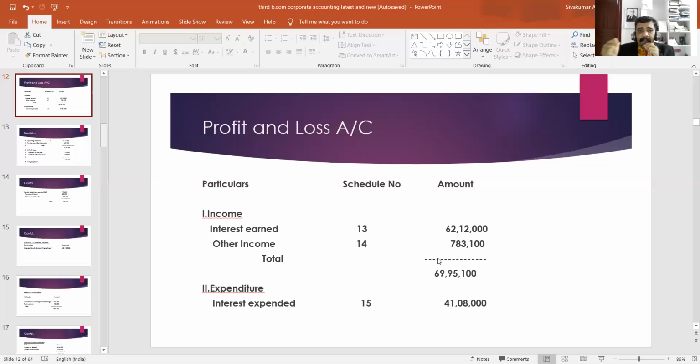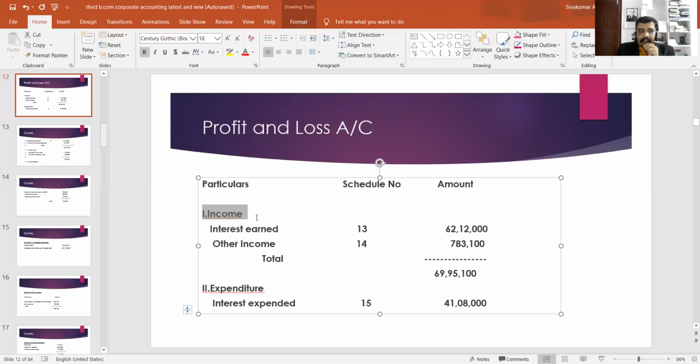So please look at the PPT. First of all, you have to write a heading like profit and loss account of a bank for the year ended. Then please draw a vertical format. Then please draw 3 columns. First column, particulars. Second column, schedule number. Then third column, amount. As a first step, you have to write the main heading, income.